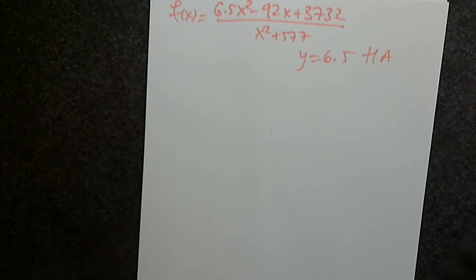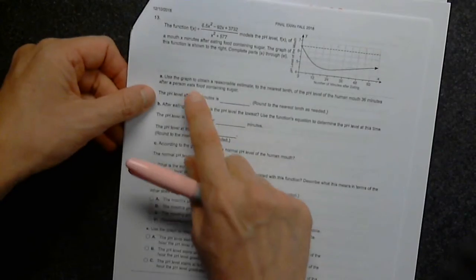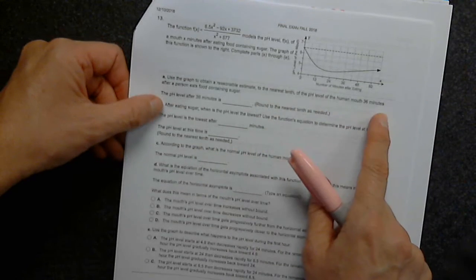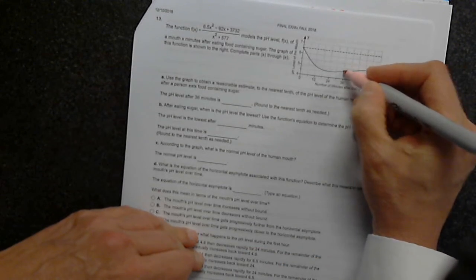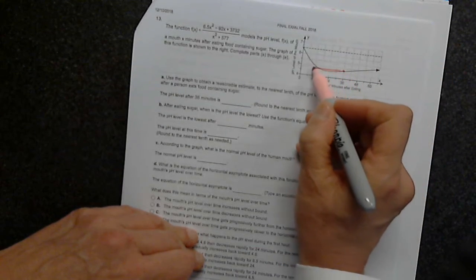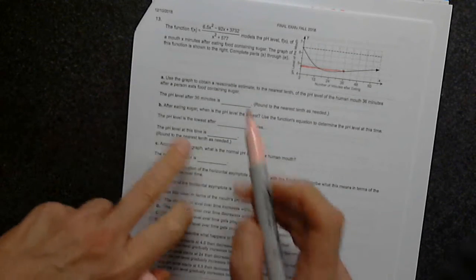So we are asked to answer questions. Use the graph to obtain a reasonable estimate. Okay, the pH level after 36 minutes. So after 36 minutes, I would say 4.75. I have a marker, it's big, it may not be 4.75. It's somewhere in there.